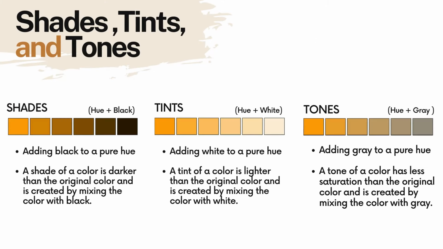Shades, tints, and tones. Shades. A shade of a color is darker than the original color and is created by mixing the color with black. Tints. A tint of a color is lighter than the original color and is created by mixing the color with white. Tones. A tone of a color has less saturation than the original color and is created by mixing the color with gray.